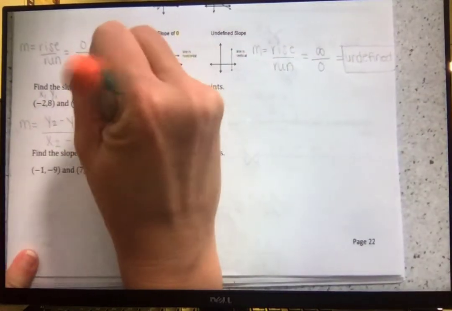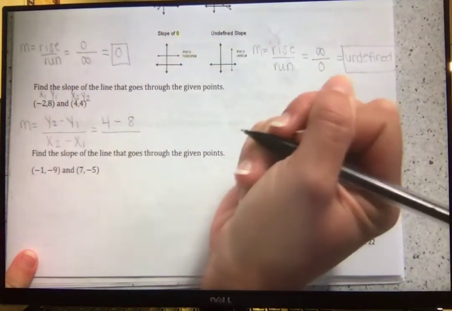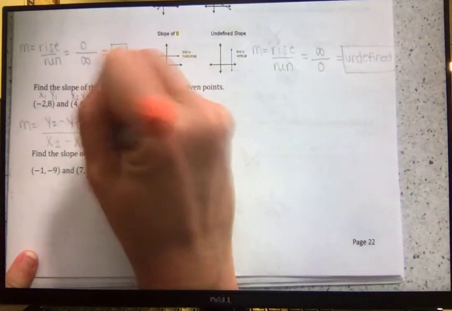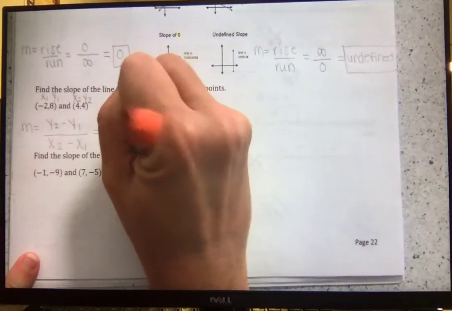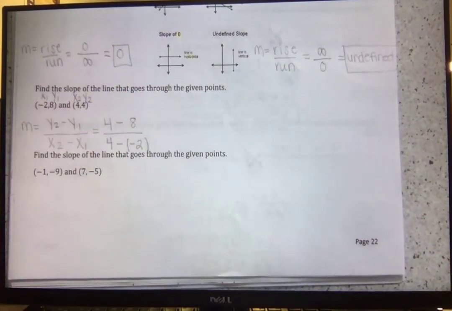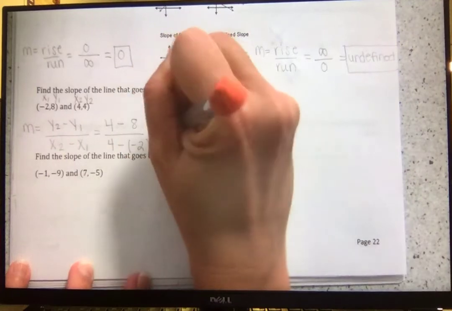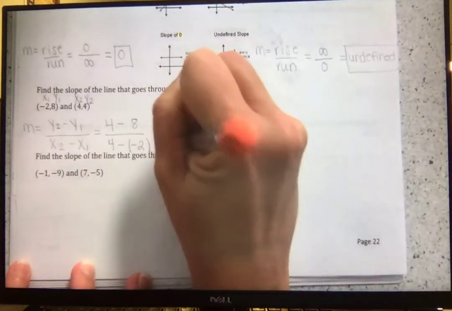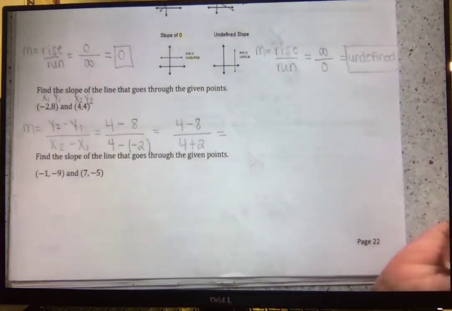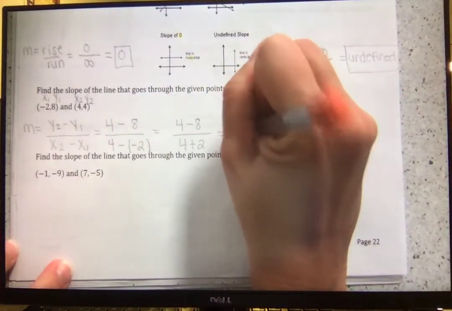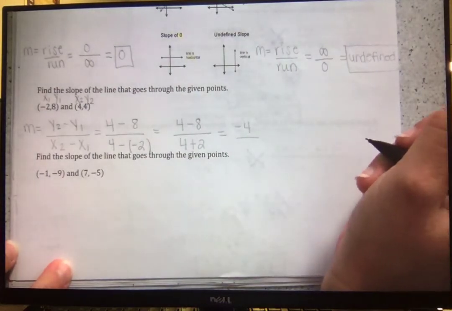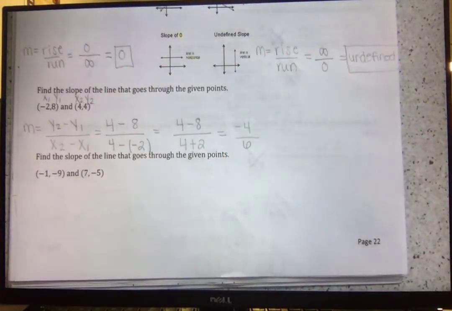So plugging in our values, what's y2? 4 minus y1, 8, thank you, all over x2, 4 minus x1, -2. Perfect, thank you. So we're subtracting -2. Those two negatives become positive. 4 minus 8, all over 4 plus 2. 4 minus 8 will give me -4. All over 4 plus 2 will give me 6. So -4 over 6.